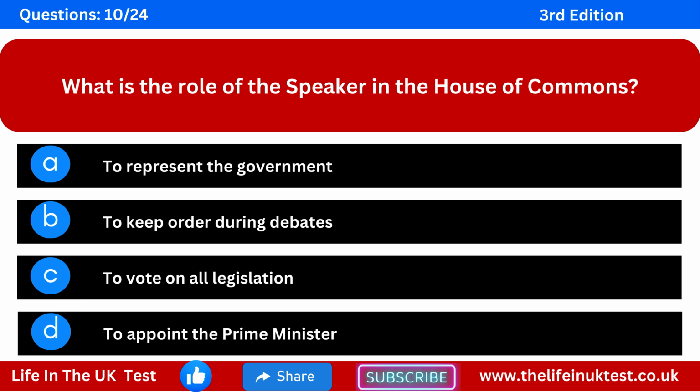What is the role of the Speaker in the House of Commons? Option A, to represent the government. Option B, to keep order during debates. Option C, to vote on all legislation. Option D, to appoint the Prime Minister.